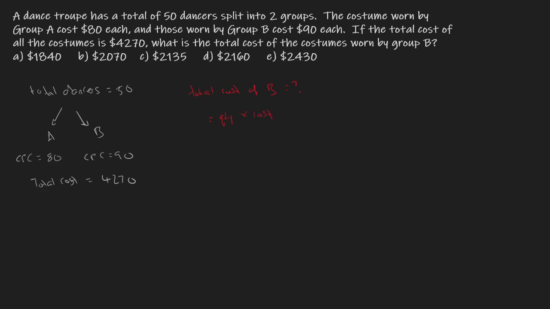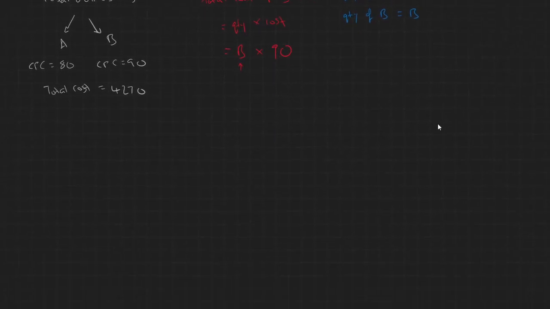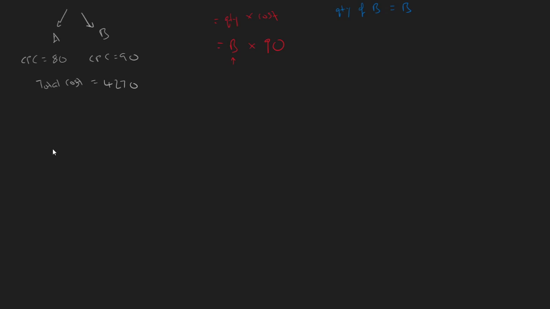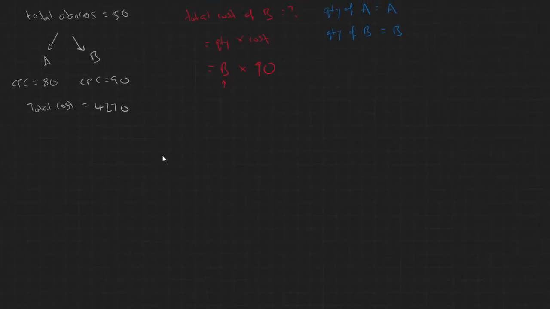Now to make life a bit easier from here on out, I'm going to label the quantity of A as just the letter A for notation's sake, and the quantity of B as just the letter B. So that means this quantity here is now just B times the cost per unit, which is the cost per costume, which is going to be 90. So essentially the question is just asking us to find what is the quantity of B. So to do this, we are going to look at the information we've been given and try to break it down into equations to help us solve this question.